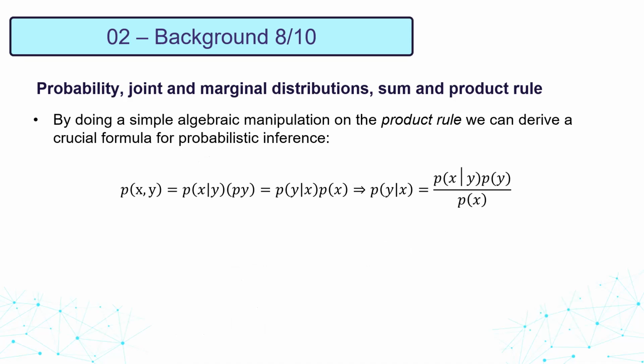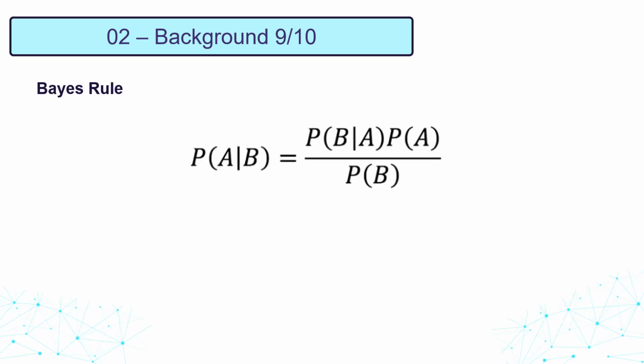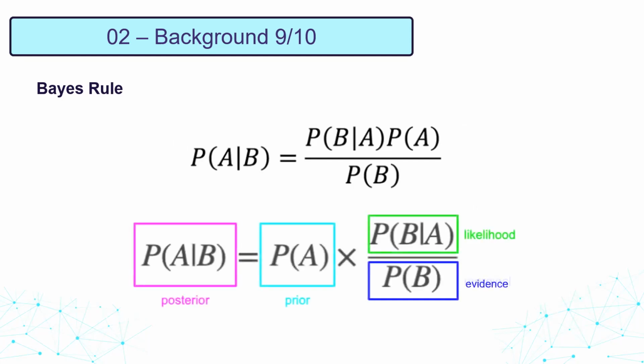So actually, if you just do a very simple algebraic manipulation on the product rule, you take these two equations and divide both sides by P of X, because they're equivalent, you get this formula right here, which is probably one of the most crucial formulas for probabilistic inference, which is Bayes' rule, right? So you have a posterior, and this is how you calculate the posterior. You use this likelihood term, multiply it by a prior, and then divide by what's called the evidence.